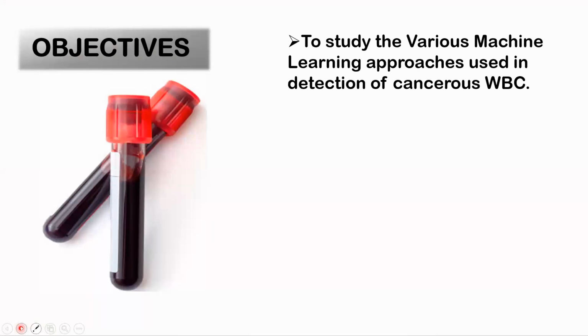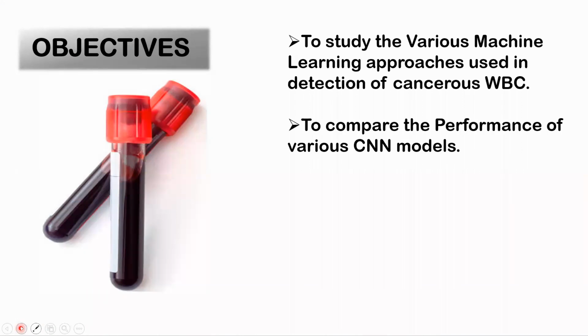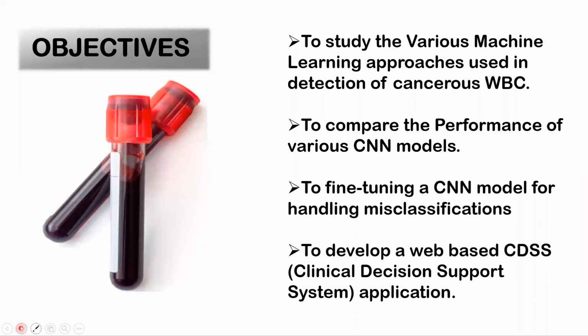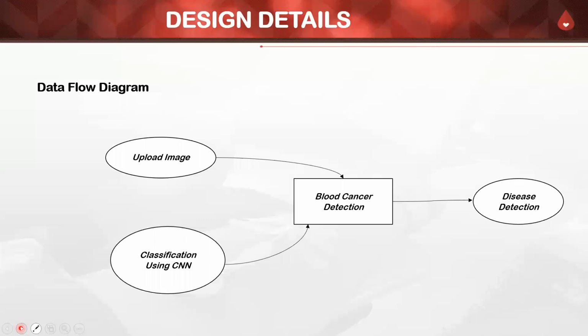Next are the objectives. The first objective is to study the various machine learning approaches used in detection of cancerous white blood cells. Next is to compare the performance of various CNN models, and to fine-tune a CNN model for handling misclassification. And the last one is to develop a web-based CDSS, that is Clinical Decision Support System application.